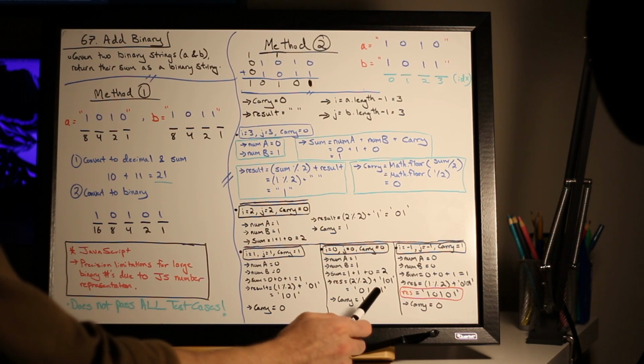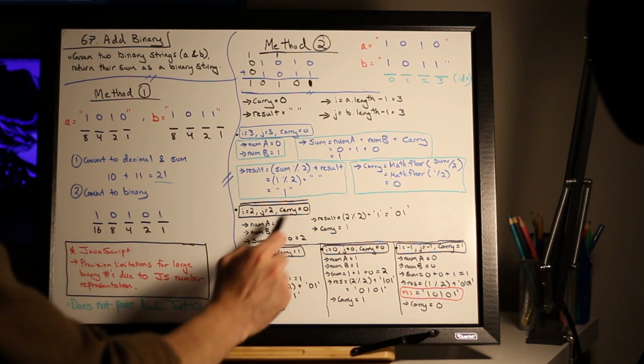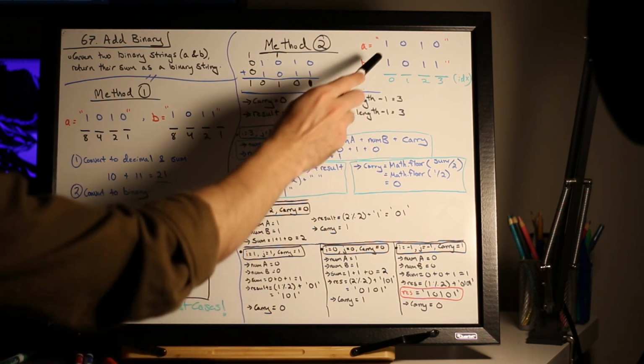I'll move over the next three pretty quickly now that we have a good grasp of this. We'll decrement the pointers. We're at index 1 now. Our num A and num B are 0 respectively.